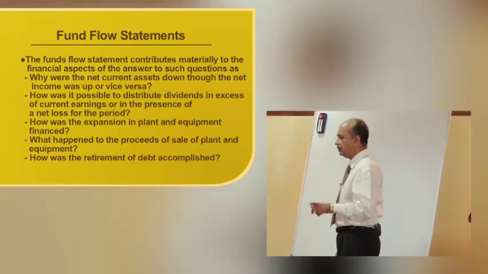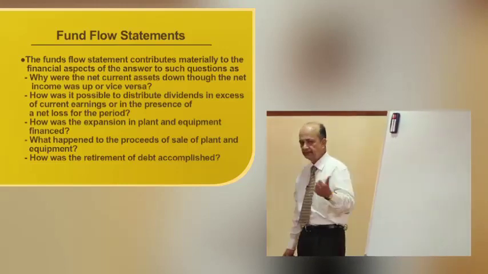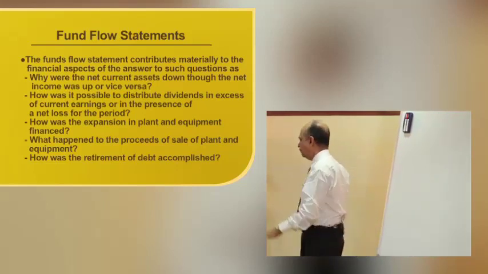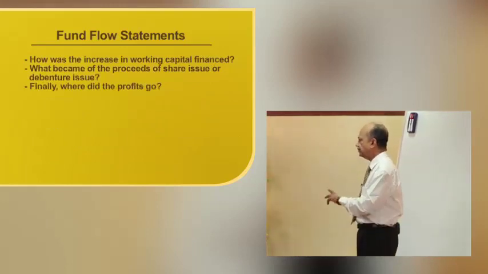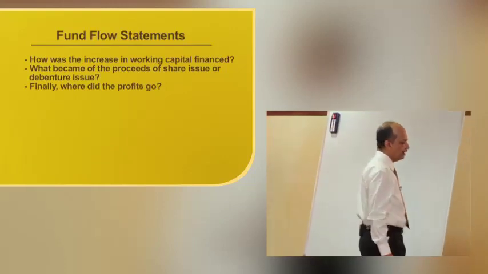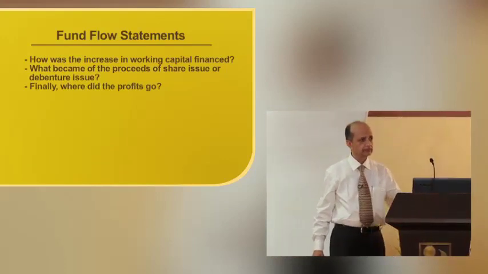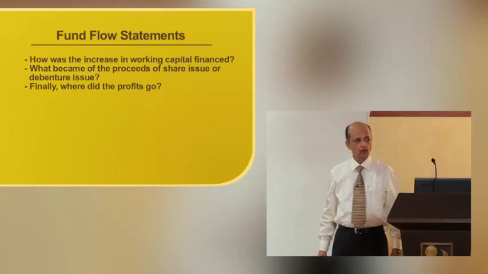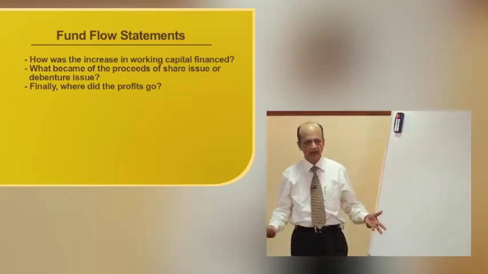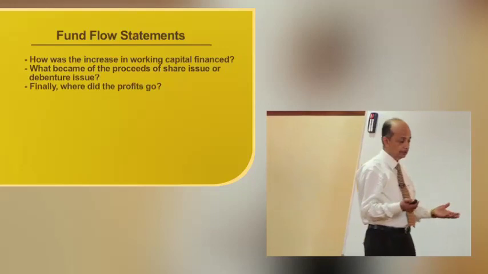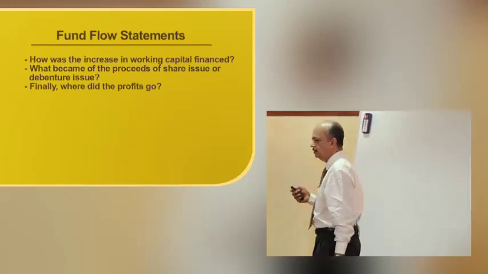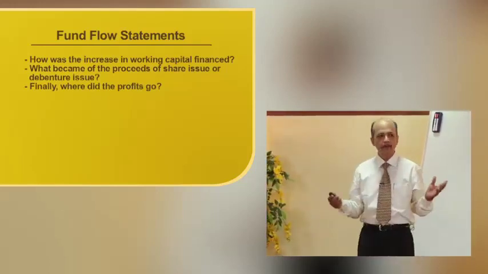Then, how was the expansion in the plant and equipment financed? By analyzing this statement, this information would be available. How was the retirement of debt accomplished? How was the increase in working capital financed? What happened to the proceeds of the sale of plant and machinery? What became of the proceeds of the share issue and debenture issue? Where has the money gone? How is it utilized? These are the areas to be looked into at the time of analyzing the fund flow statement. Finally, where did the profit go?